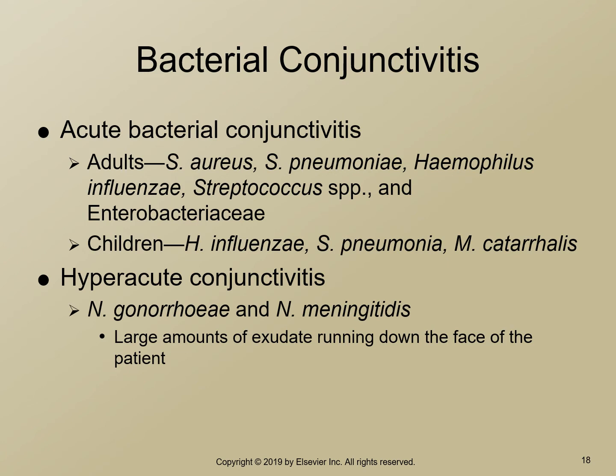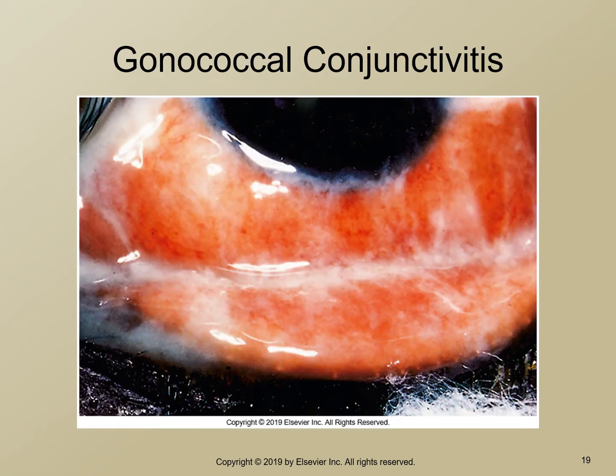Hyperacute conjunctivitis involves infections with Neisseria gonorrhoeae and Neisseria meningitidis. With hyperacute infections, there's a large amount of exudate that can run down the face of the patient. This figure shows a patient with gonococcal conjunctivitis, and you'll note the copious amounts of discharge in response to the invasion by the Neisseria gonorrhoeae organism.